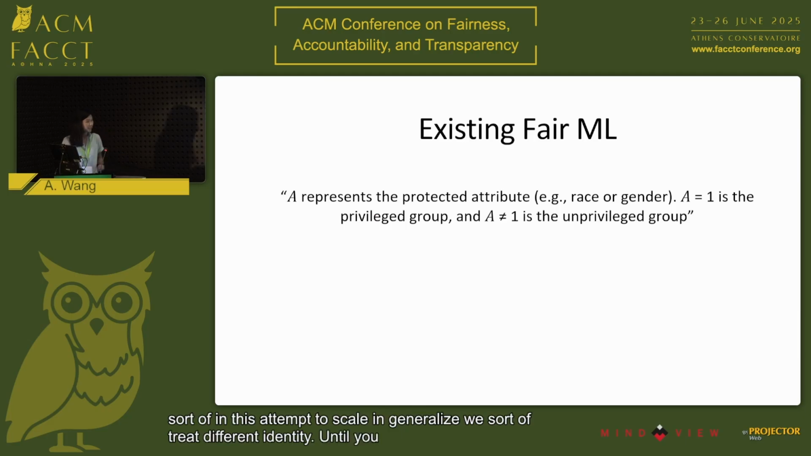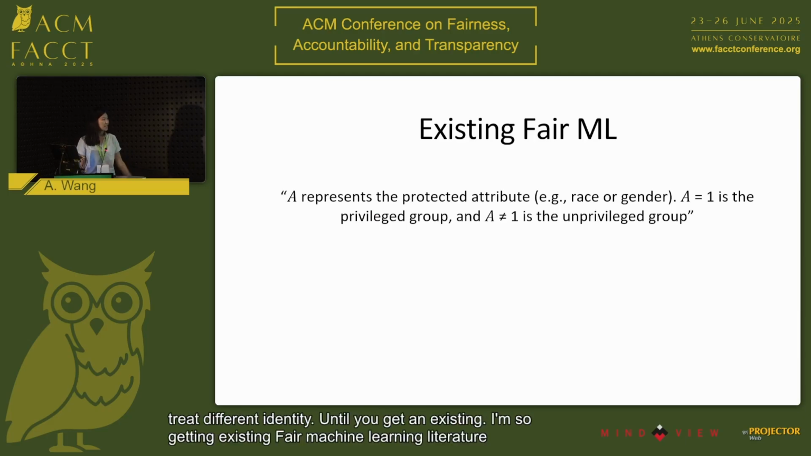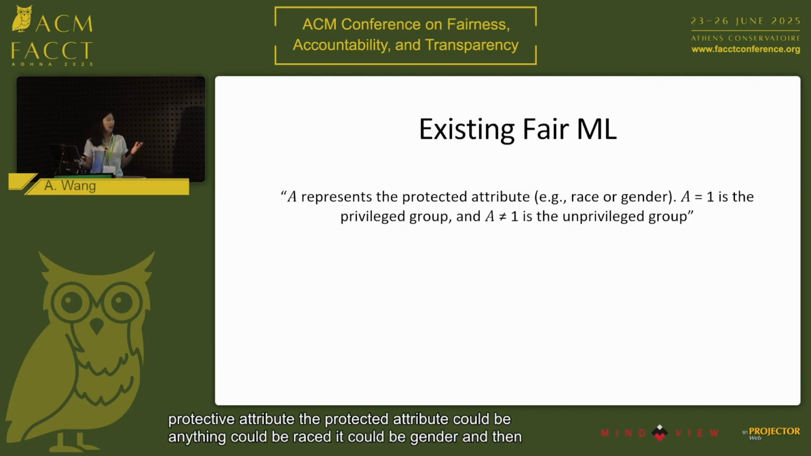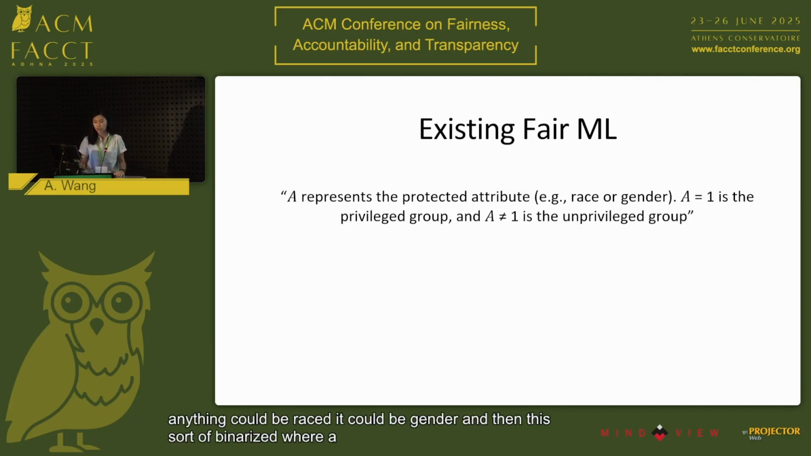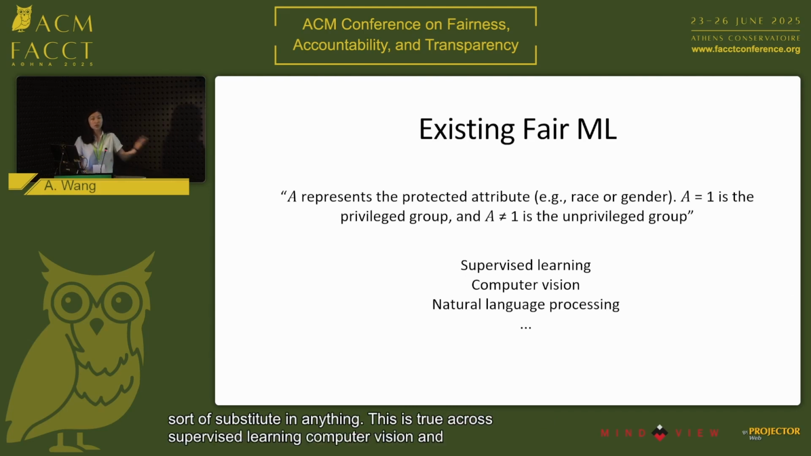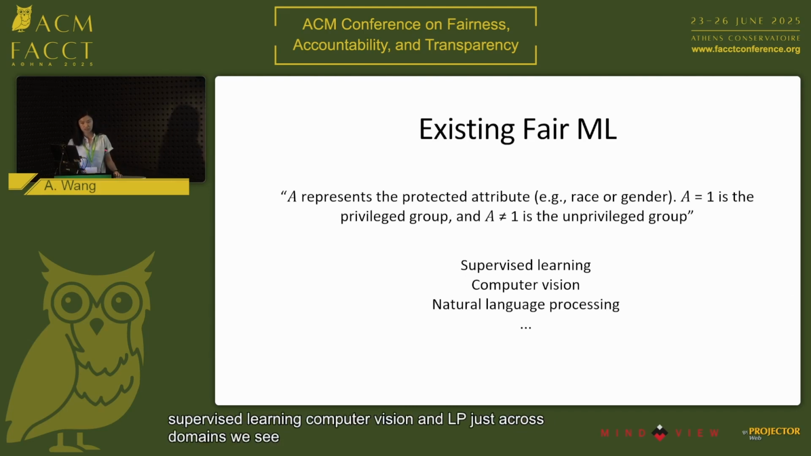And so again, existing fair machine learning literature often thinks about just this generic A. A represents the protected attribute. The protected attribute could be anything. It could be race, it could be gender, and then it's binarized where A equals 1 is the privileged group, A not equal to 1 is the unprivileged group, but we can substitute in anything. This is true across supervised learning, computer vision, NLP, just across domains, we see this formulation.